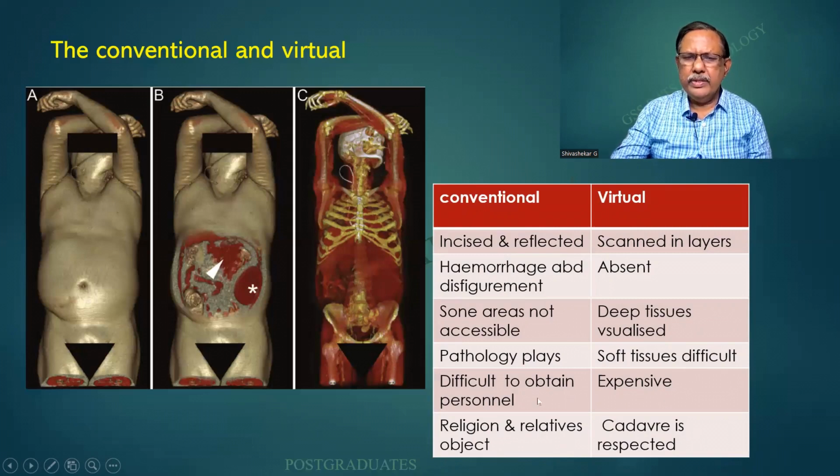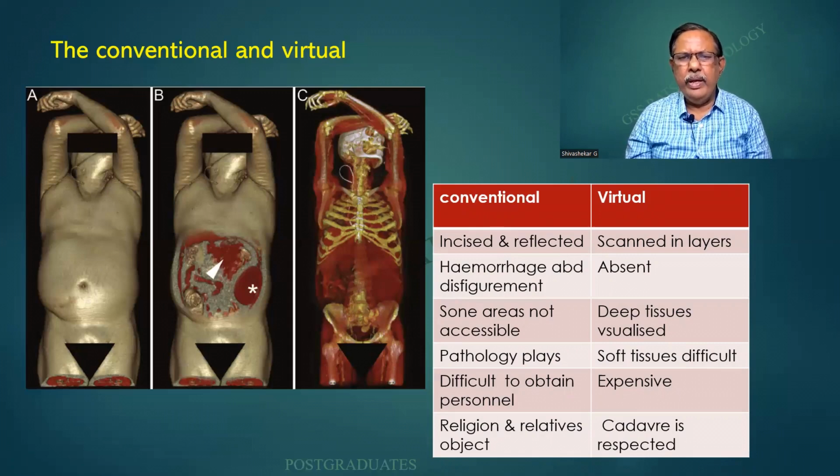It is difficult to obtain the personnel. You cannot have experts in every district headquarters. And virtual, on the contrary, is quite expensive. There can be religious and social hindrances in a case of conventional, which can be circumvented by means of virtual autopsy. This particular tabular column, which has been framed by me, I think you people can memorize and write.